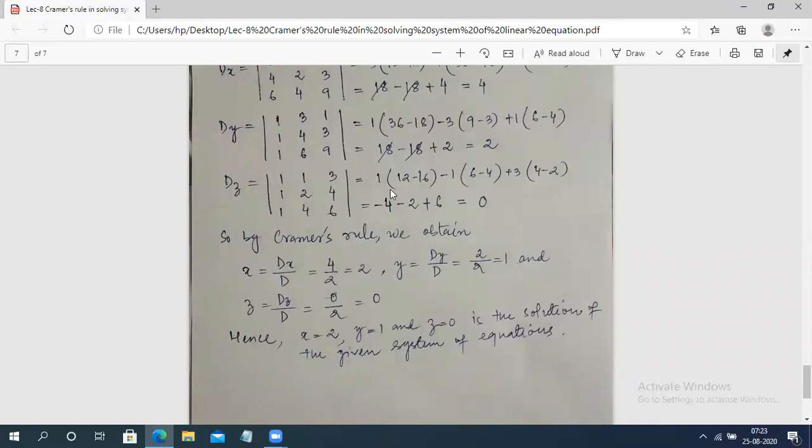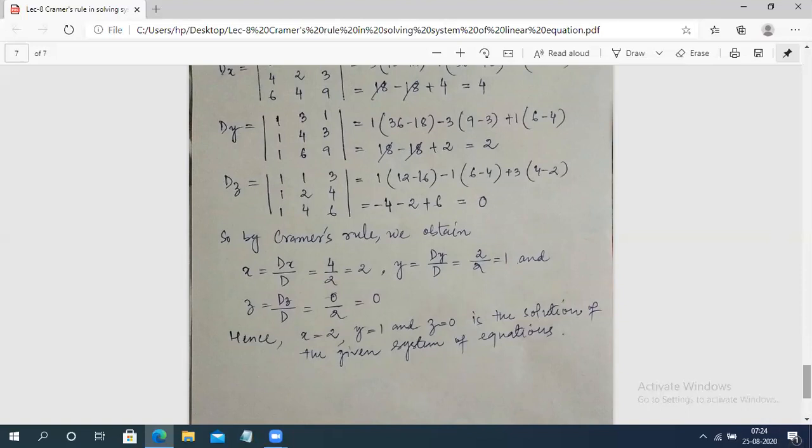So we apply Cramer's rule, and that is x is equal to dx by d. We found dx is 4, d was 2, so it will be 2. Y is dy by d, so 2 by 2, that is 1. Z is dz by d, dz was 0, so 0 by 2, that is 0. So 2, 1, 0 is the solution of the given system of linear equations.